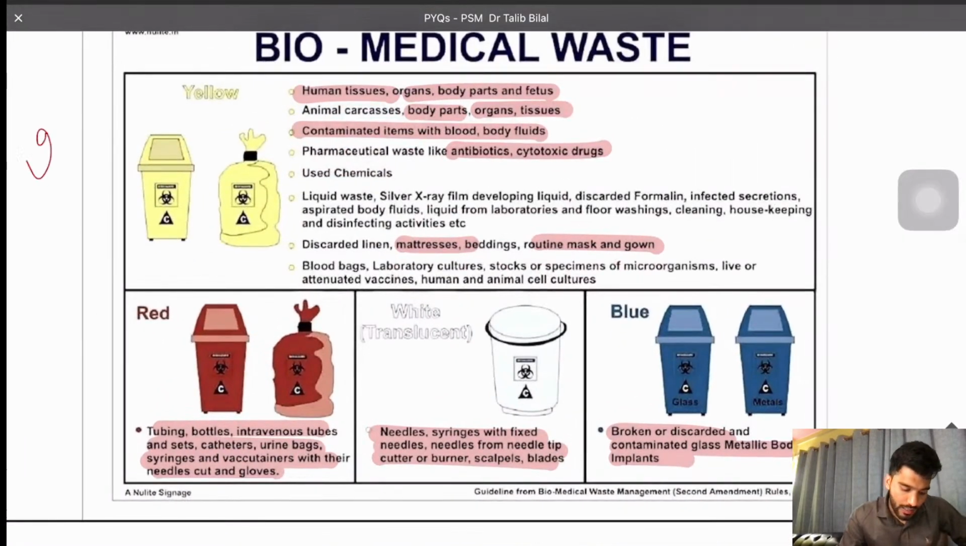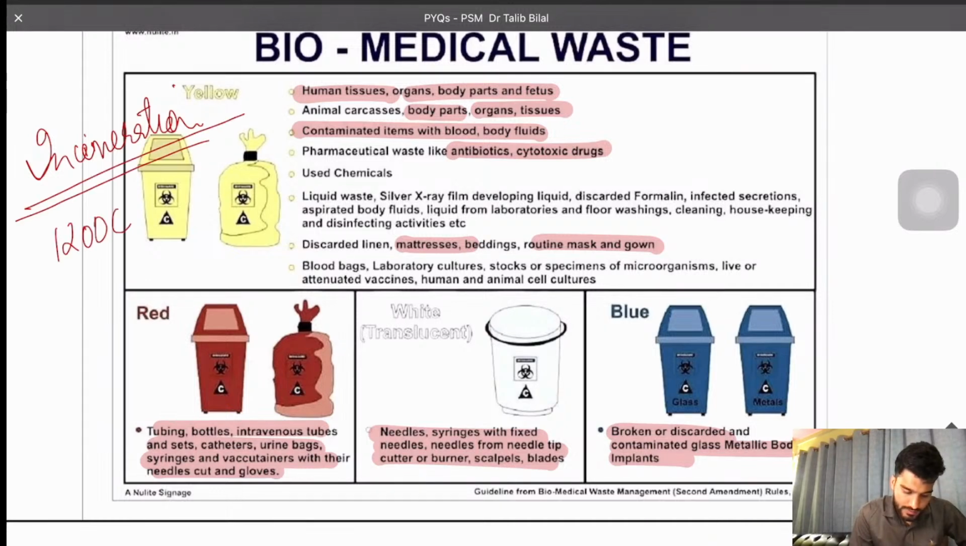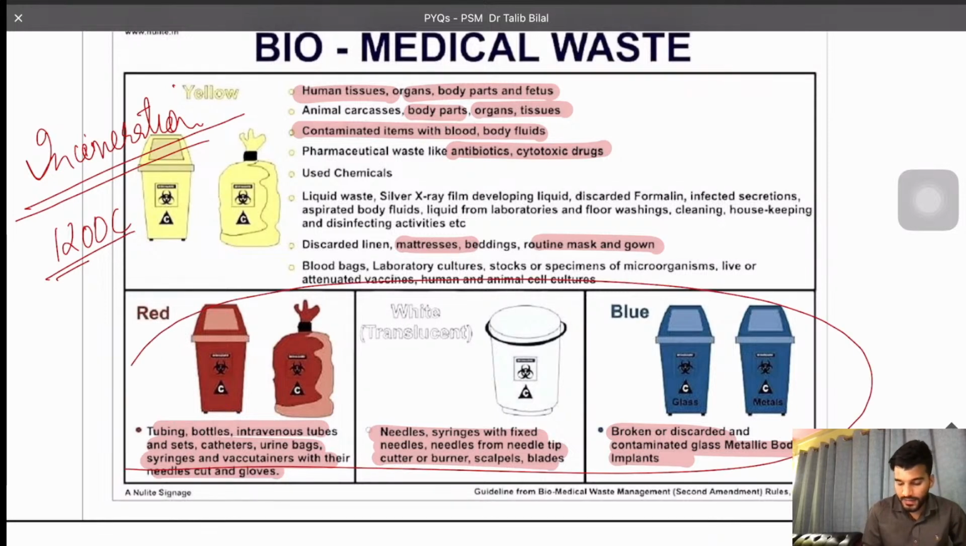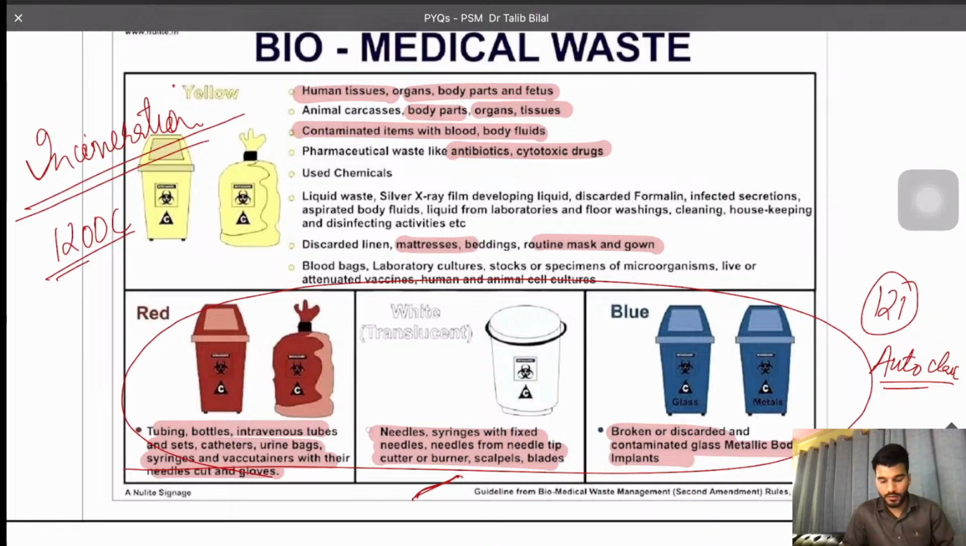Incineration for the yellow color guys, what will be the temperature of the incineration? Incineration is a process done at 1200 Celsius. And then these things guys, we recycle and reuse. These three we recycle and reuse. We go for the autoclave with a temperature of 121, and then we use them further. For white, we reuse after the shredding.